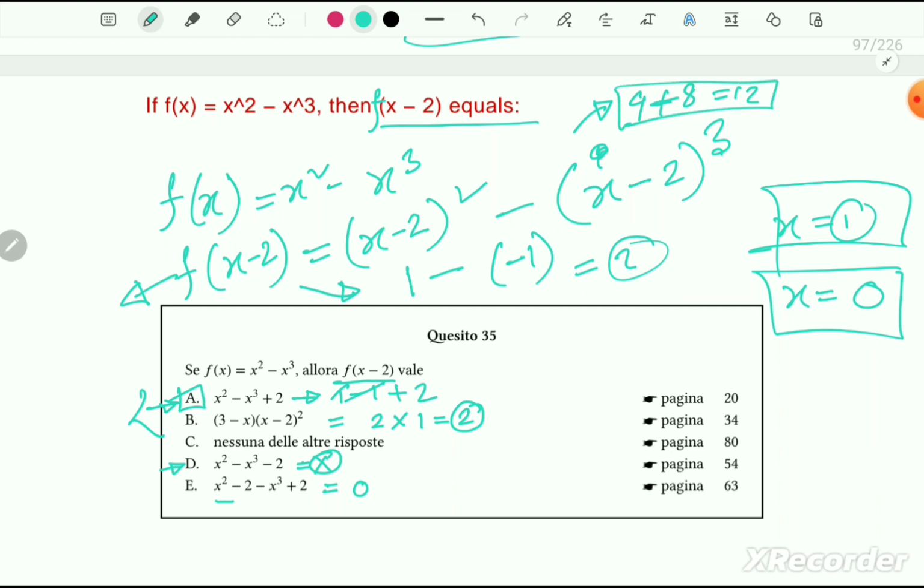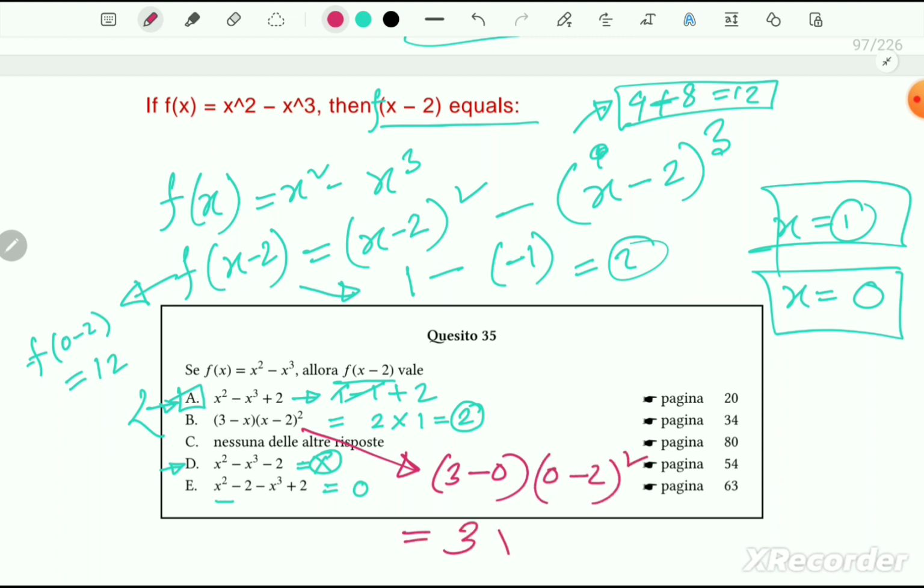So if we input 0, function of 0 minus 2 equal to 12. So option B gives us, in that case, 3 minus 0, 0 minus 2 square, 3, 4, 12. Fantastic. So our answer is B.